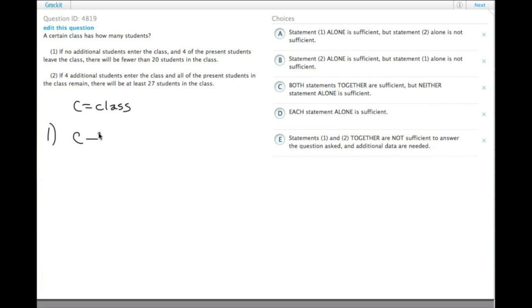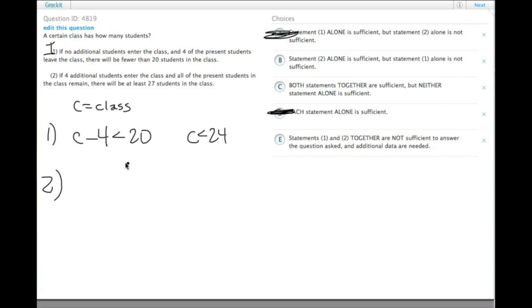So class, 4 people leave. That will be fewer than 20. So that tells us that C minus 4 is less than 20, which tells us that C is less than 24. There are fewer than 24 people in the class to start with, but we need to know exactly how many are in the class. So statement 1 on its own will not be sufficient. We can cross off A as well as D.